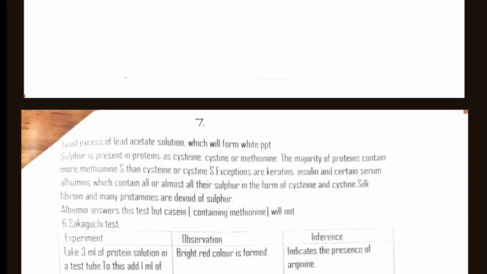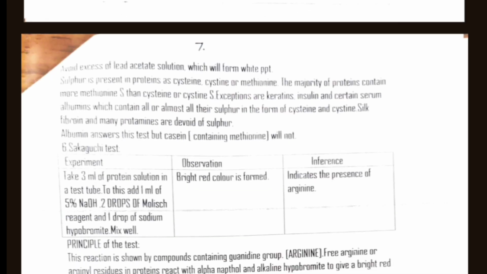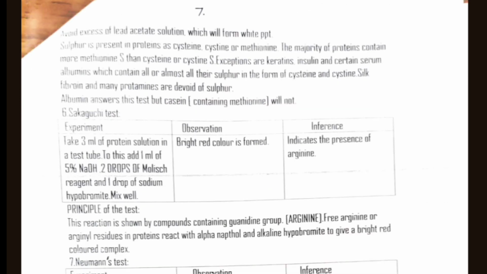Excess of lead acetate solution will form a white precipitate. Avoid this. Sulfur is present in protein as cysteine, cystine or methionine. The majority of proteins contain more methionine than cysteine or cystine. Exceptions are keratins, insulin, and certain serum albumins, which contain all or almost all the sulfur in the form of cysteine and cystine. Silk fibroin and many protamines are devoid of sulfur. Albumin answers this test, but casein, which has methionine, will not, as I said.